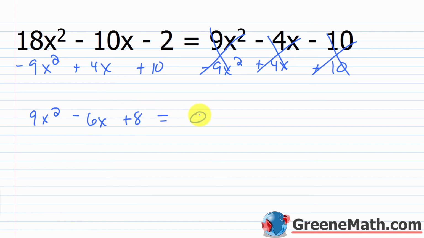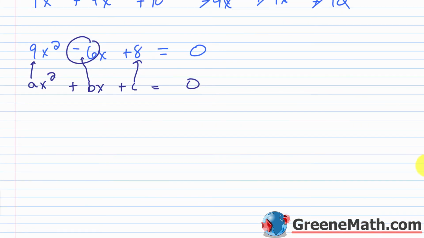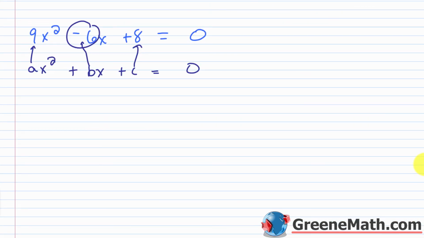And this equals 0. And so this is in standard form, right? We have ax squared plus bx plus c equals 0. We have a is 9, b is negative 6, and c is 8. So if I plug into my quadratic formula, what am I going to get? I get that x is equal to negative b. So in this case, b is negative 6. So the negative of negative 6 is plus 6, plus or minus the square root of b squared. If I squared negative 6, I get 36.